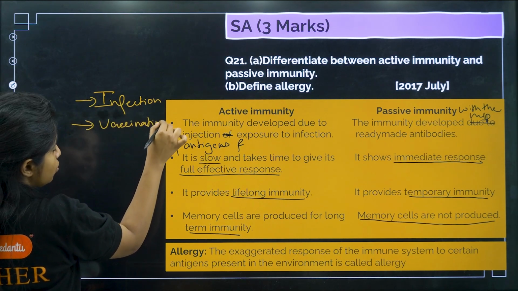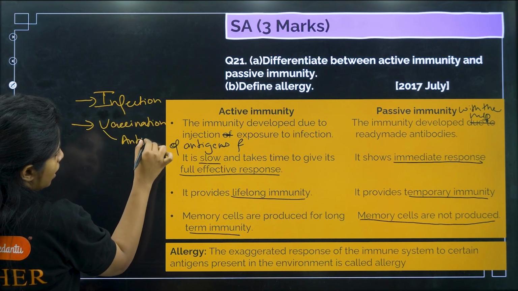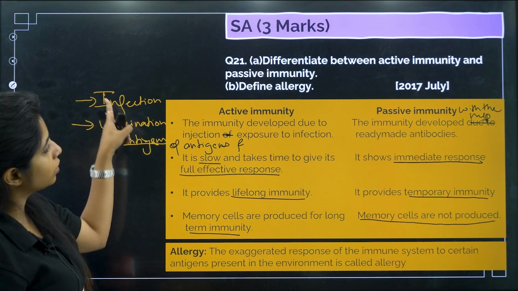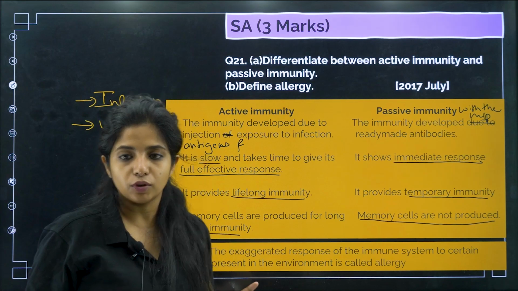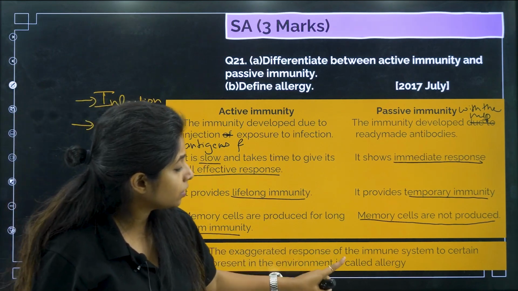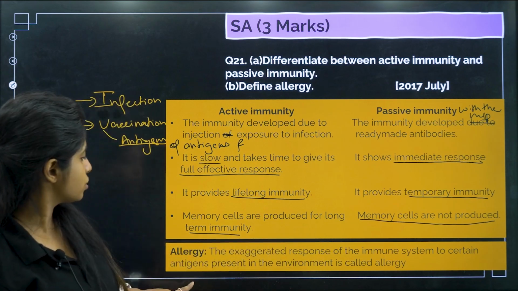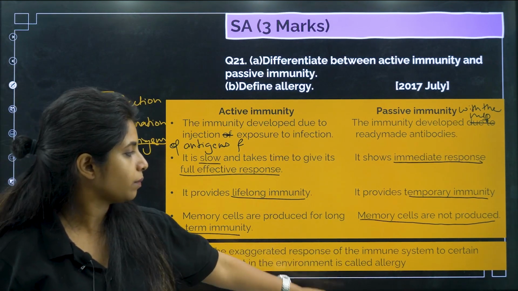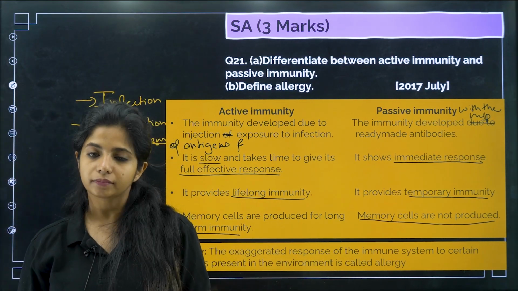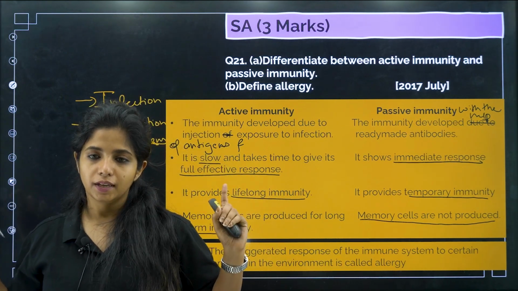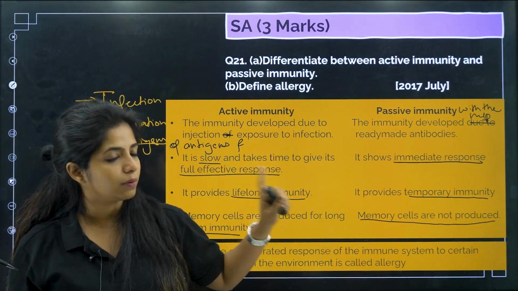During vaccination, your body is receiving antigens and you are waiting for your body only to produce antibodies in response. So anyways, both these things can happen in the case of active immunity. Now what is allergy? The exaggerated response of the immune system to certain antigens present in the environment is known as allergy. You can write about IgE and also mast cells if needed. This is a 3-marker question, so 2 marks for this, 1 mark for this.